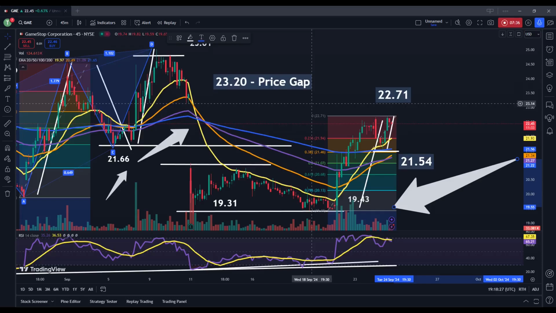So here's the current stock market analysis for Gamestop Corporation, stock ticker GME.